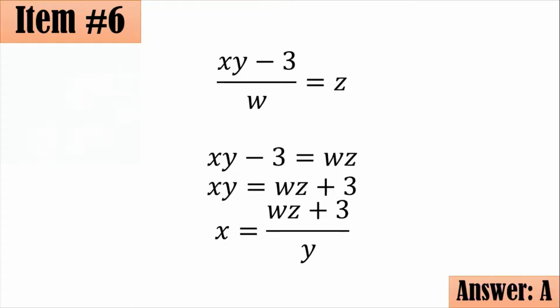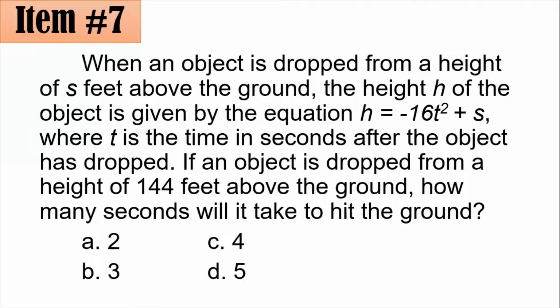Number 7. When an object is dropped from a height of s feet above the ground, the height of the object is given by the equation h equals negative 16 t squared plus s, where t is the time in seconds after the object was dropped. If an object is dropped from a height of 144 feet above the ground, how many seconds will it take to hit the ground? Is it 2, 3, 4, or 5?